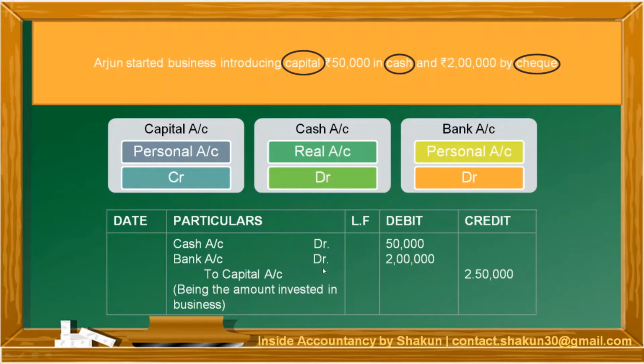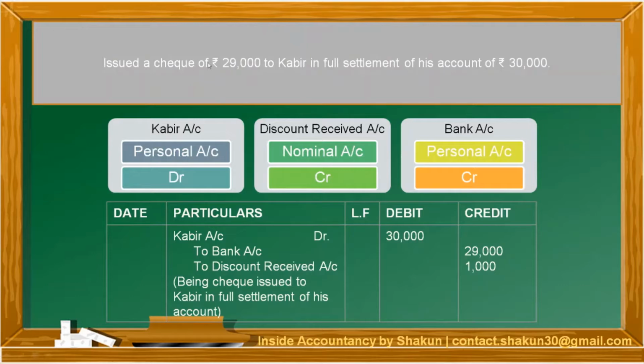Let's take another example. Issued a cheque of 29,000 to Kabir in full settlement of his account of 30,000. Again, when we identify the accounts, these accounts can be identified. First, we can identify cheque. Cheque means it is the bank account. It's a personal account. We have issued a cheque. The bank is the giver, therefore credited. Then we identify Kabir. We are issuing a cheque to Kabir. Kabir being a personal account and being the receiver is debited.